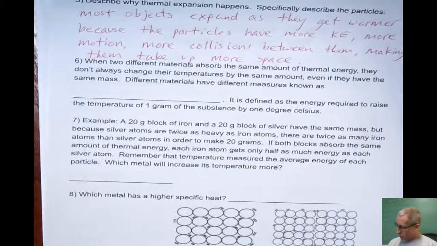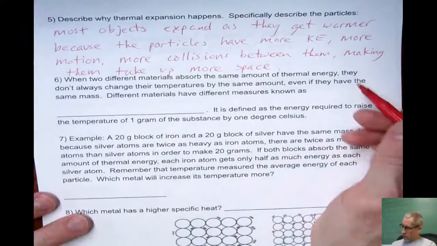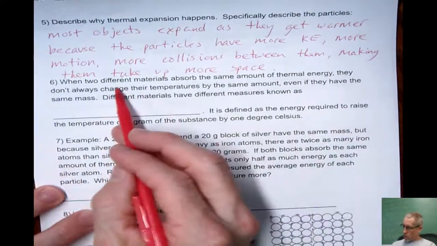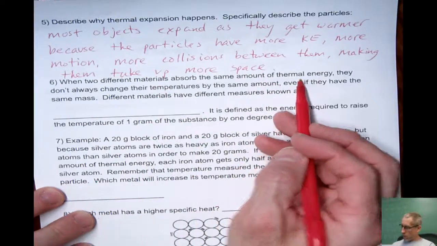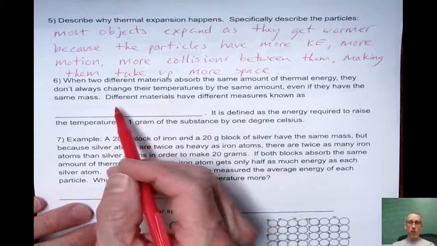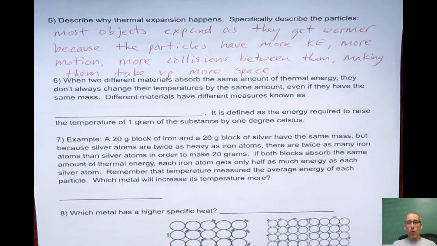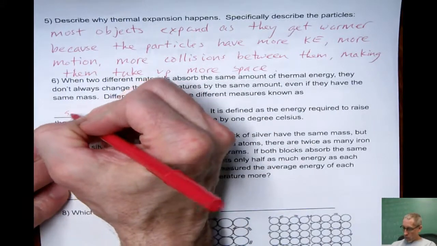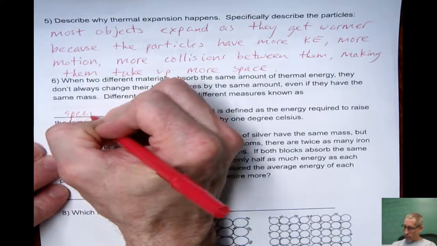Okay, let's talk about this concept. Two different materials absorb the same amount of thermal energy. They don't always change their temperature the same amount. Example here, you could put two different objects over a fire, and one of them will get much warmer than the other. Now, they're both going to get warmer, but not by the same amount. And it's because every material has this property, we call it specific heat.